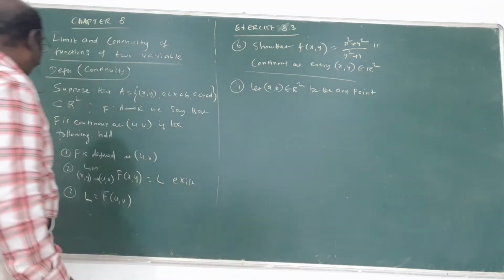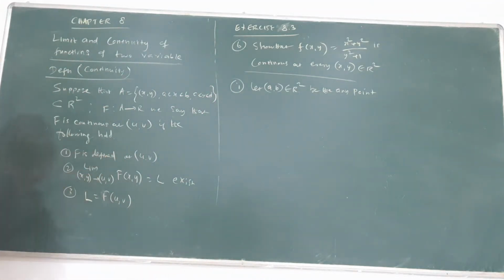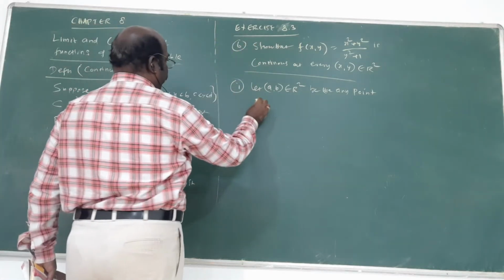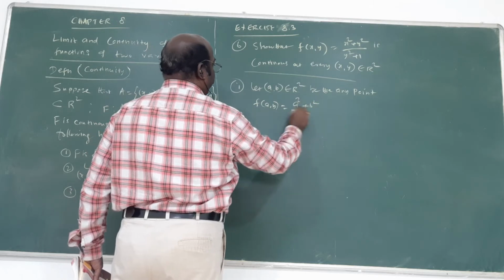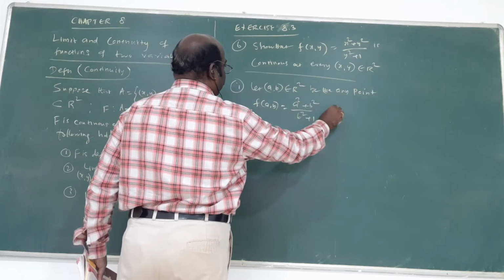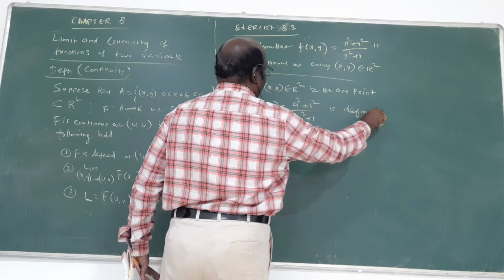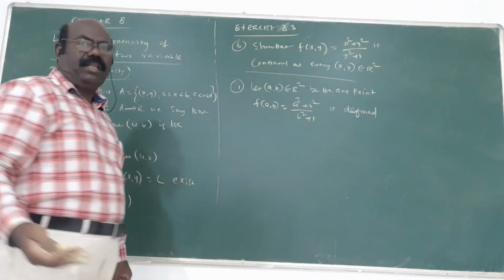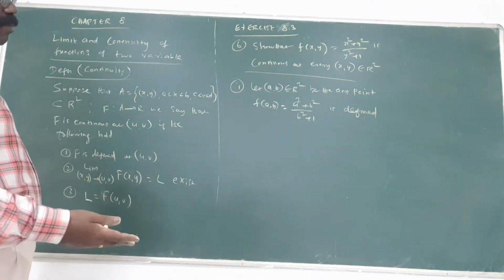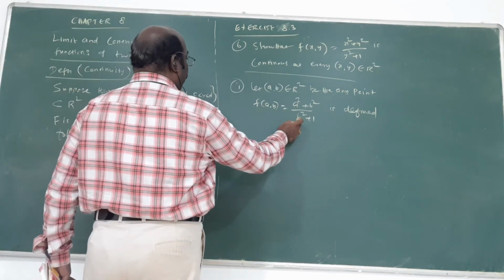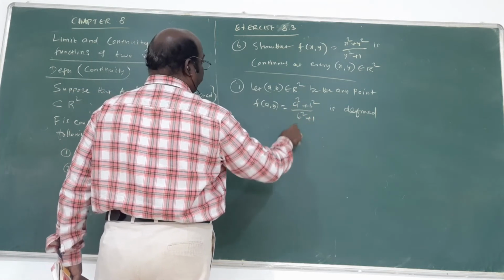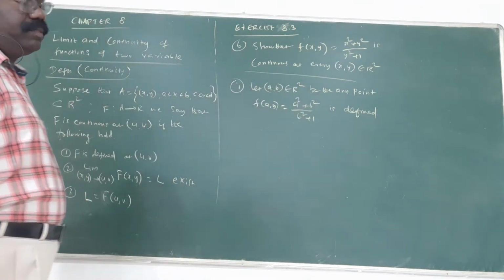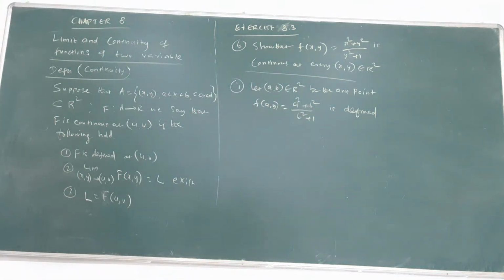Am I right? First thing, you will find f is defined at (a, b). That's why replace (a, b) by (x, y). f(a, b) is equal to (a square plus b square) by (b square plus 1). This is defined. Suppose the denominator is 0, it means not defined. But a, b are real numbers, and b square is also a positive number. Positive number plus positive number is only a positive number. So the denominator is not 0. That's very important. When the denominator is 0, it means this is not defined.